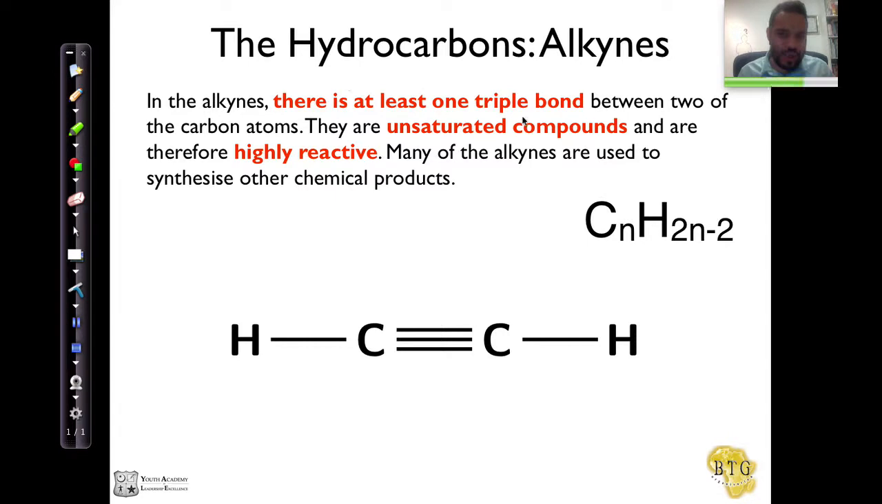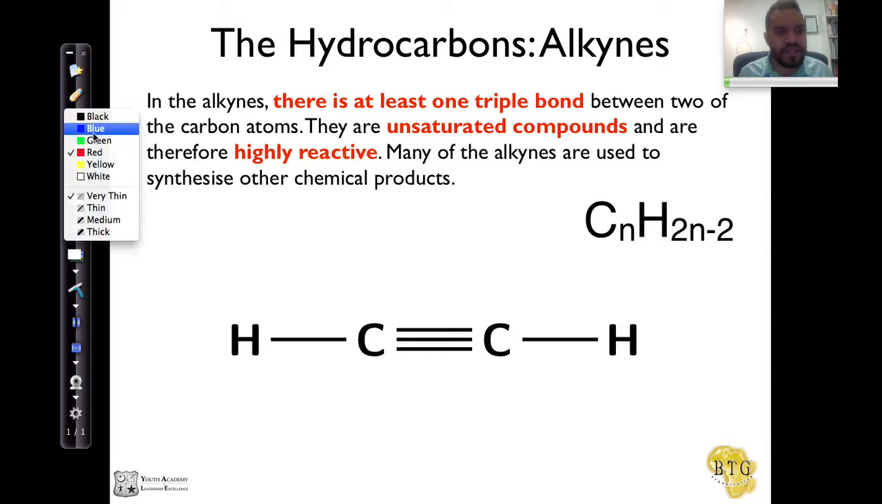But nevertheless, we have the hydrocarbons and we are looking at the alkynes. In the alkynes, there is at least one triple bond. So this generally means that whenever we have an alkyne, a type of hydrocarbon, there is at least one triple bond between two of the carbon atoms. We say they are unsaturated compounds and they are therefore highly reactive. Many of the alkynes are used to synthesize other chemical products, and we'll talk about that another time.